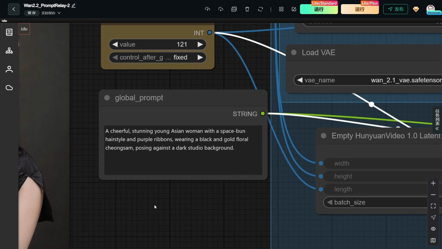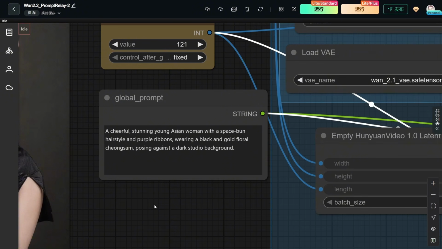In this prompt, we wrote a cheerful, beautiful Asian woman with double bun hair, wearing a purple headband, dressed in a black and gold qipao, standing in front of a dark studio background. This is what we mean by locking in the character, clothing, and scene. Below that are the local prompts used to set the actions.